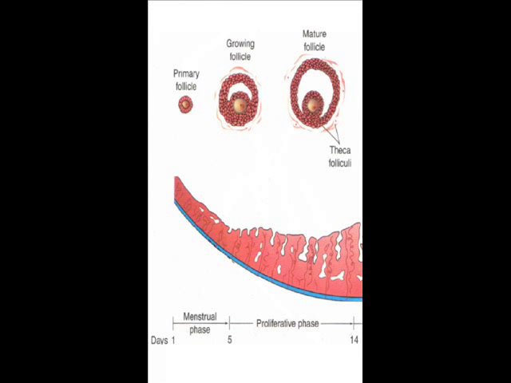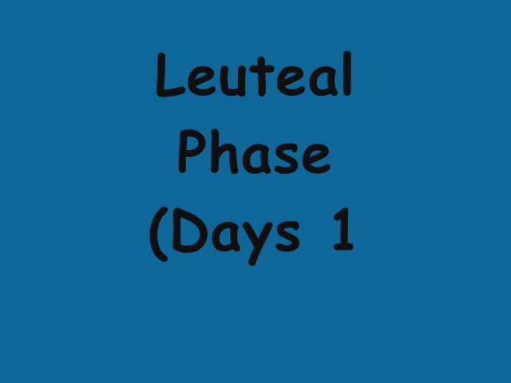Follicular cells produce estrogen, which builds up the endometrial layer of the uterine wall. It is building up the endometrial layer to prepare for the implantation of a fertilized egg. 24 hours before ovulation, the level of luteinizing hormone, LH, increases. It causes the degradation of the follicular wall. This leads us to the luteal phase.